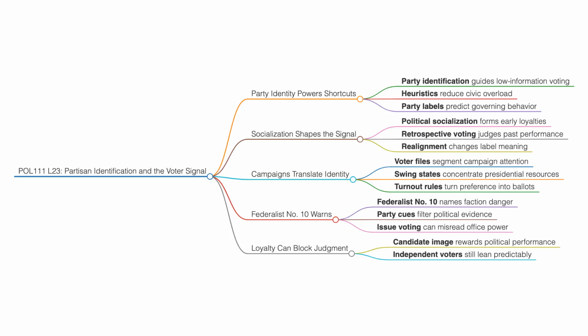Issue voting focuses on specific policy positions such as abortion, guns, immigration, taxes, climate, healthcare, crime, or foreign policy. Candidate image emphasizes perceived competence, honesty, strength, empathy, age, style, identity, or temperament. Each method has a logic. Retrospective voting can hold officials accountable, but it may punish leaders for events they did not cause or reward them for luck.